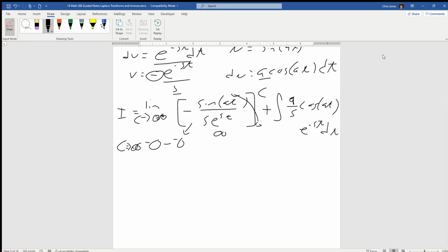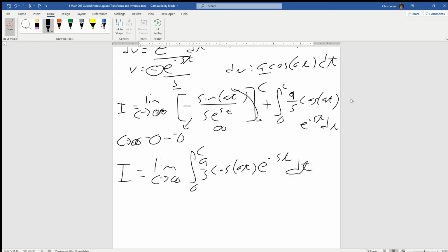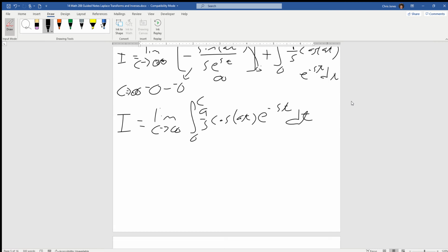So in reality, this integral I is going to simplify into the limit as c approaches infinity of the integral of a over s cos at e to the minus st dt from 0 to c. Right? And just like we did before, we're going to have another parts. So we're basically going to use the same parts as we did. So let dv be equal to e to the minus st dt. The antiderivative is going to be negative e to the minus st over s. Let's let u this time be cos at.